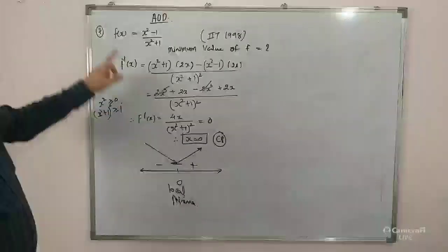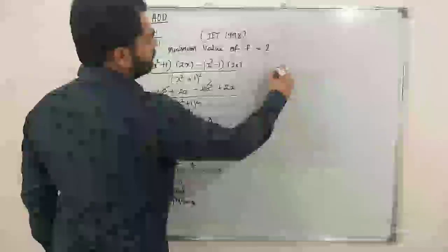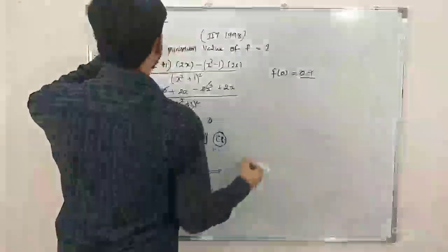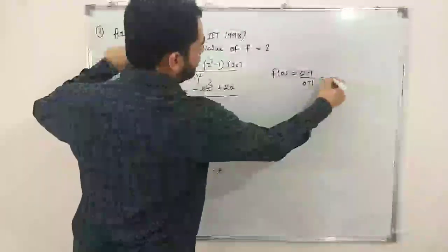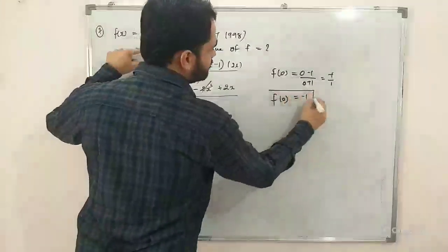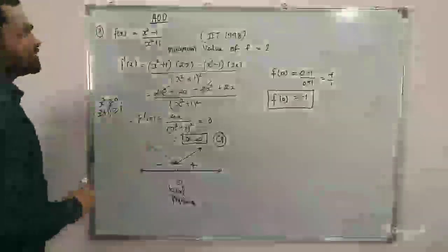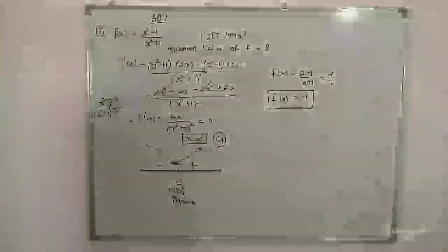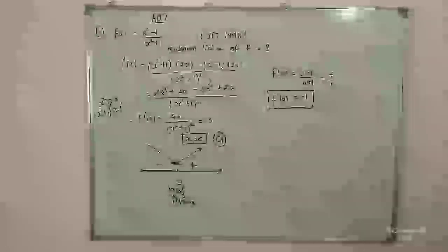We want to find the minimum value. So we have to substitute 0 in the function. So f of 0 is equal to 0 minus 1 upon 0 plus 1, which is minus 1 upon 1, that is minus 1. F of 0 is equal to minus 1. So the answer for our question is minus 1. Okay, so this is the answer.